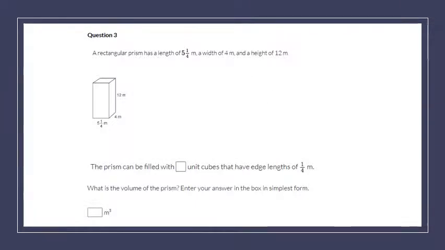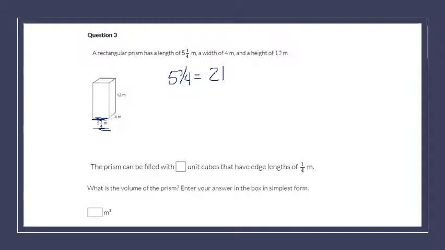Okay, rectangular prism with a length of 5.25, a width of 4, and a height of 12. The prism can be filled with unit cubes that have edges of 1/4. What is the volume of the prism? So this is a little different. I like to think of it as, how many cubes will I be putting in 5.25? So I'm going to split 5.25 up into 1/4 sections. I can just divide it by 1/4 and I get 21 blocks across.